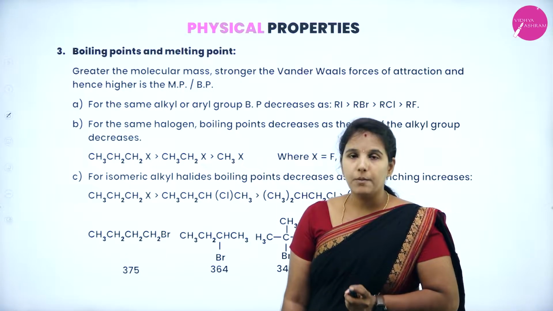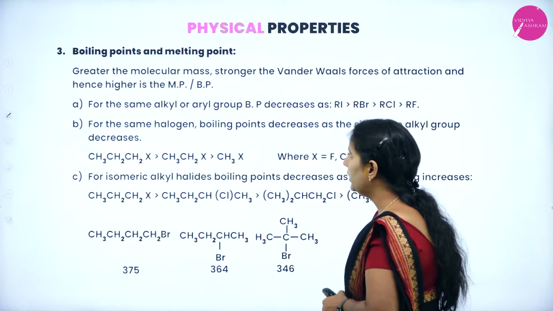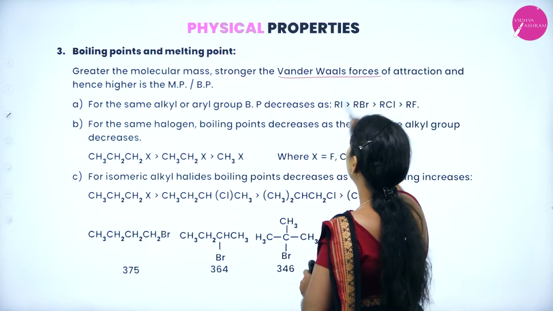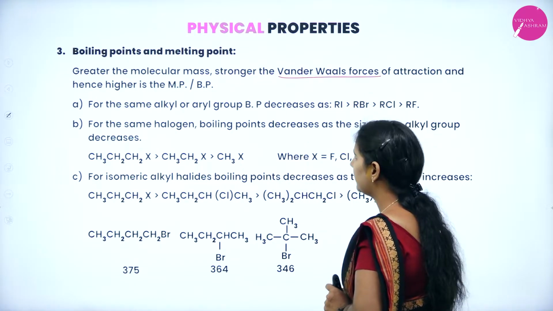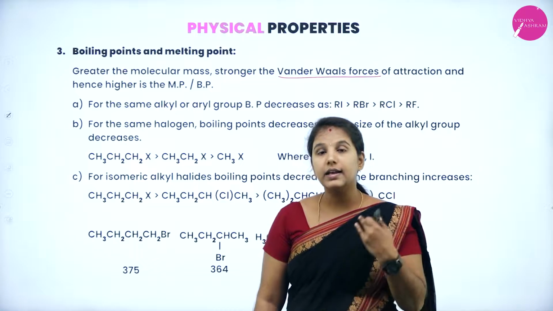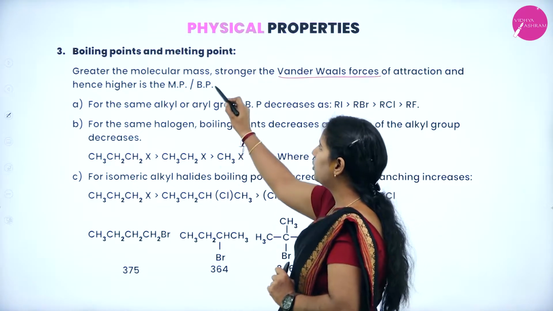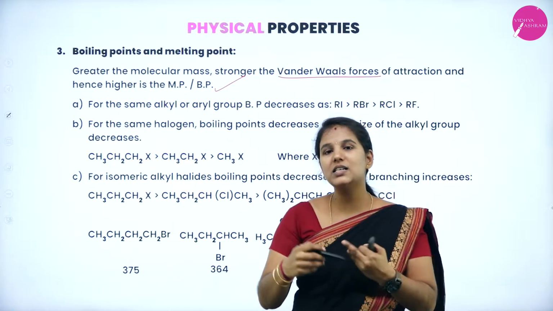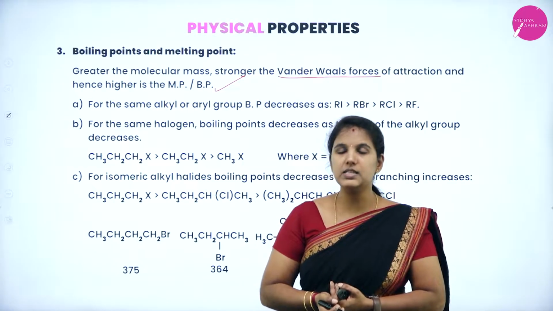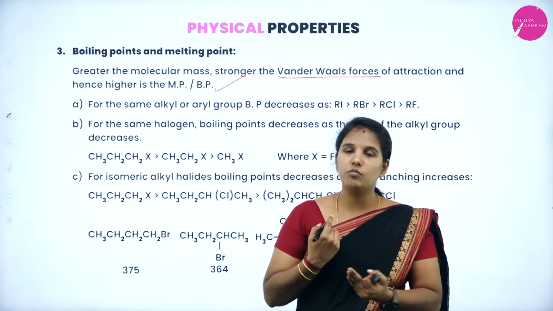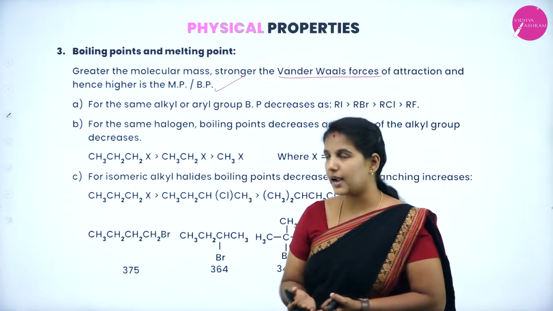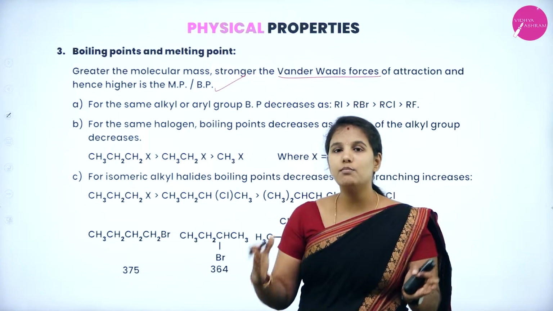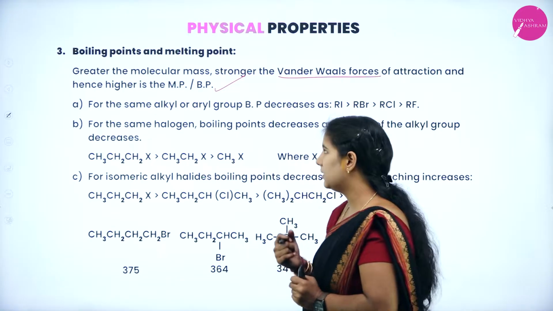Coming to their boiling point and melting point, the greater the molecular mass, the stronger the van der Waals force of attraction. Hence, the greater the melting point and boiling point. So, what does it state? As the number of carbon atoms increases, obviously there will be more van der Waals forces of attraction, and as a result, their melting point and boiling point both increase.